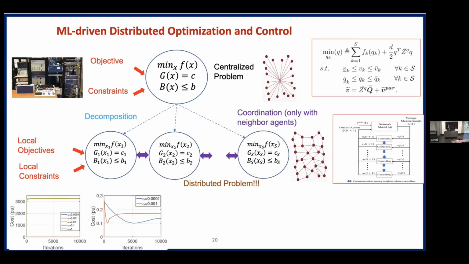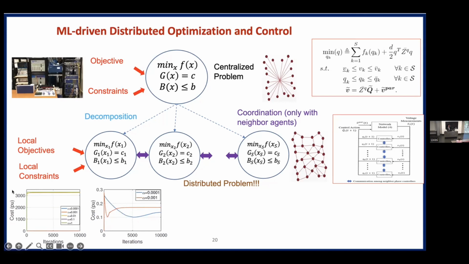So with that, we solved the voltage control problem in this, and we saw that the cost converges pretty quickly. Pretty quickly means several hundred iterations, but the total time is very small.